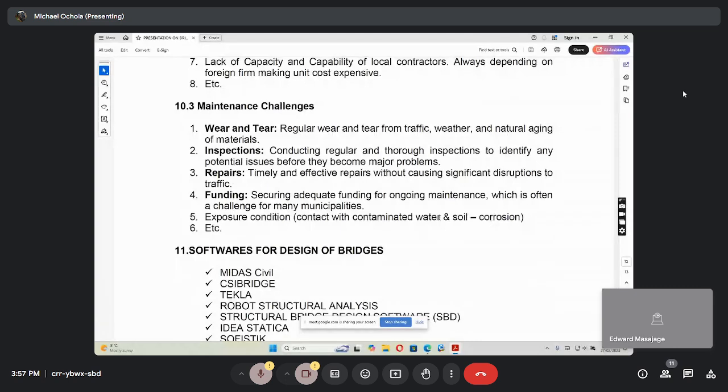Funding is also a problem. We normally get problems with funding. We depend on donors, and donors have become very expensive.